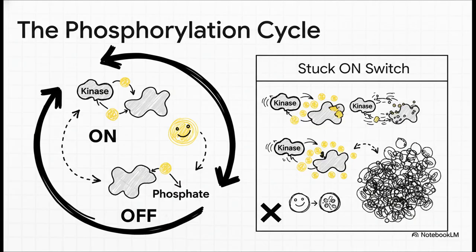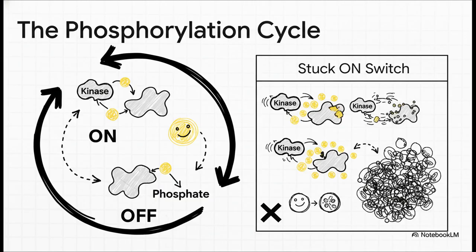Well, imagine a growth signal hits the outside of a cell. This wakes up an enzyme inside called a kinase. And the kinase has one job. It grabs a tiny phosphate molecule and slaps it onto a target protein. Boom! Just like that, the switch is flipped to on, and that triggers a whole cascade of commands telling the cell to grow.